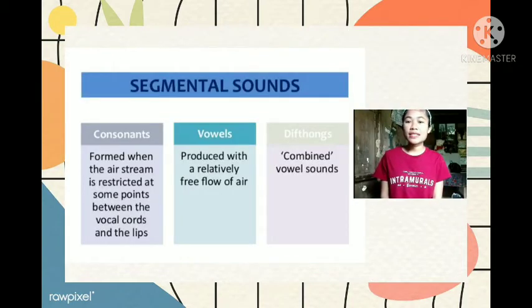Next are the segmental sounds: consonants, vowels, and diphthongs. Consonants are formed when the airstream is restricted at some point between the vocal cords and the lips. Vowels are produced with a relatively free flow of air, and diphthongs combine vowel sounds. In most languages, speech sounds produced by the human speech organs are classified into vowels and consonants.